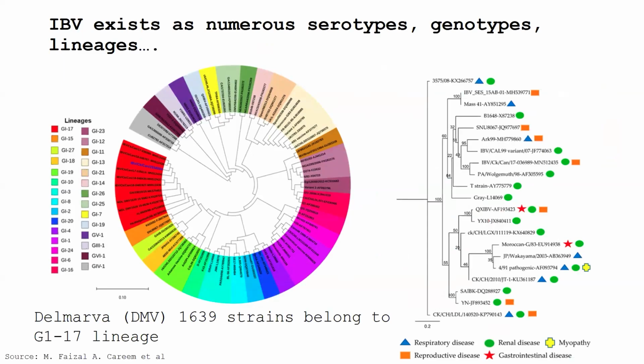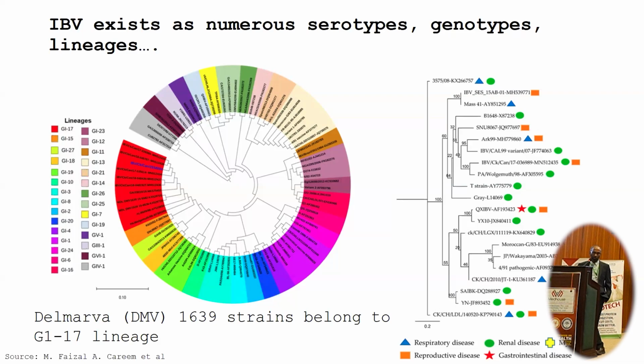IBV exists in dozens of serotypes, then genotypes, lineages, and all those put together, there are hundreds of variants of this virus. This is really a challenging situation. One of the viruses I'm going to talk about today is called Delmarva 1639 virus, which popped up in Canada somewhere around 2017, and it's a continuous problem.